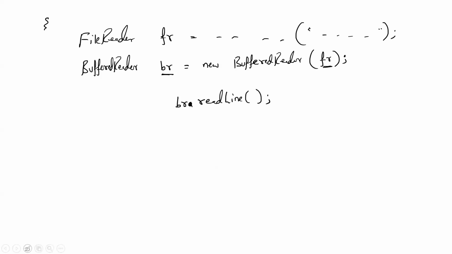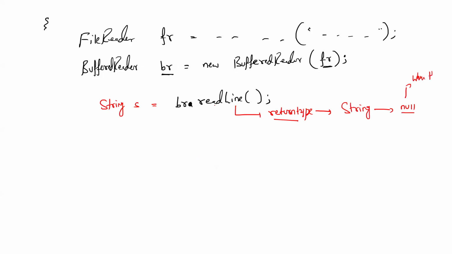What will this readLine return? The return type of this readLine method is String. If there is some content, then we can store it into some String variable. If there is no content, then what's the return value? The String default value is null. The method readLine will return null when there is no content. Correct?